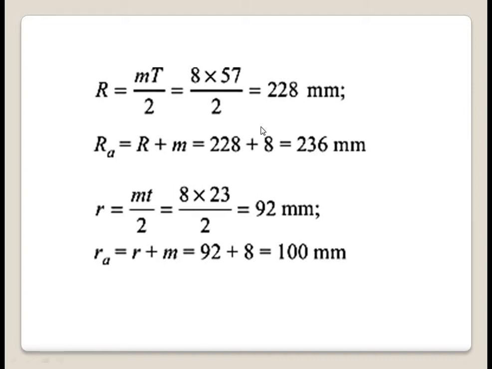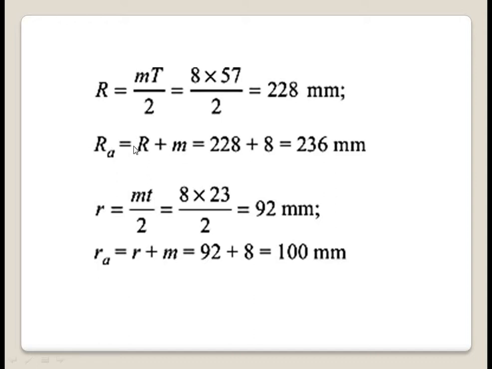Now next is what? Capital RA. The capital RA is nothing but the radius of the addendum circle of the wheel. So capital RA is equal to capital R plus A. Here M is given, that is A is equal to M. In the problem they have given that addendum is equal to module, so instead of A they have written M here.